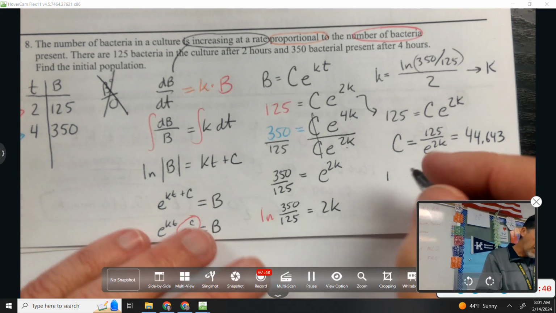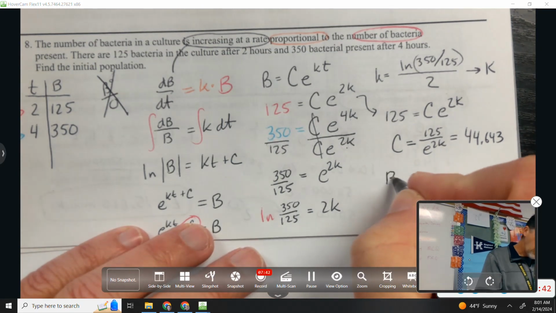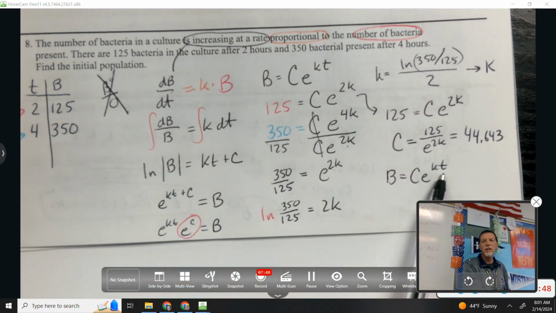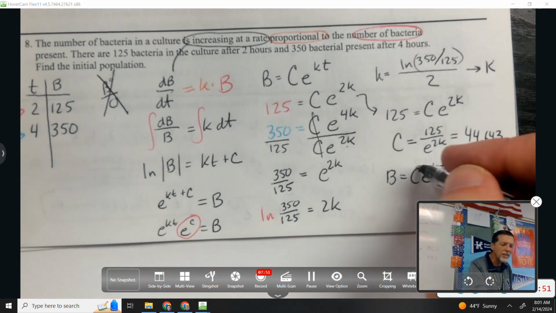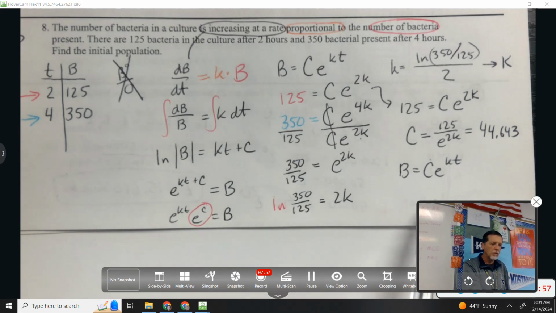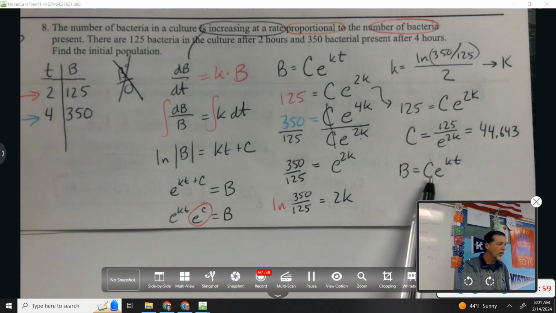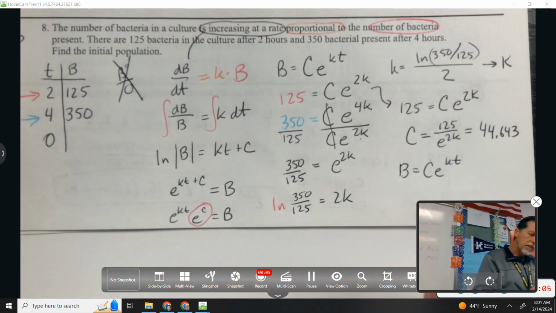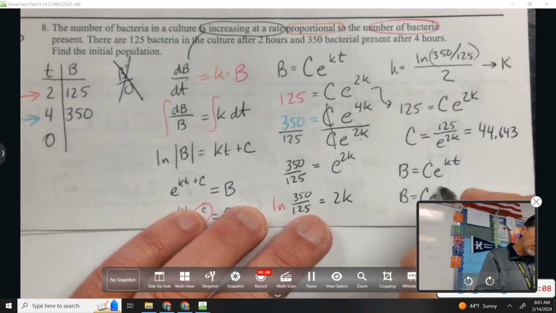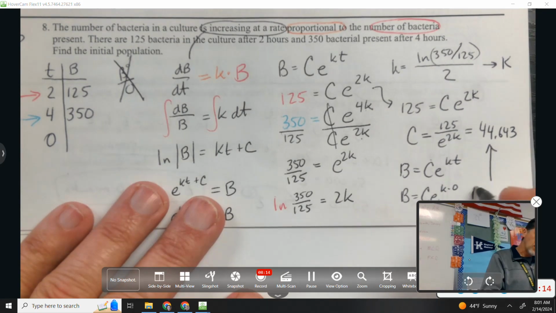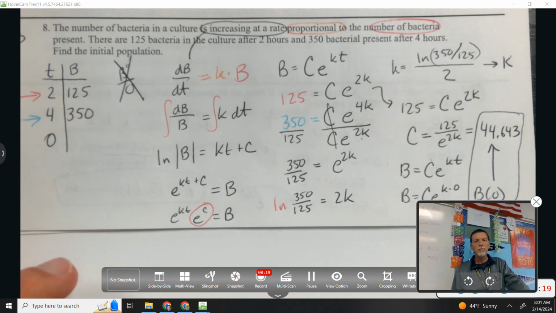So now I've got my formula, and I can write it like that because now I know what c and k are. So that's not my final answer because that's not what it asked. Find the initial population. So that would be if t is 0, c e to the k times 0. Oh, so c is my initial population. 44.643 bacteria.